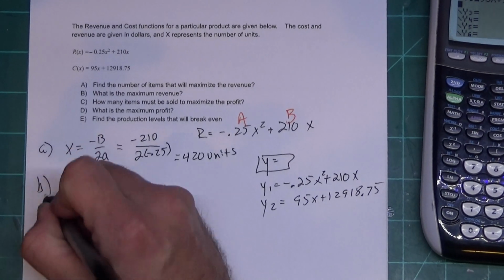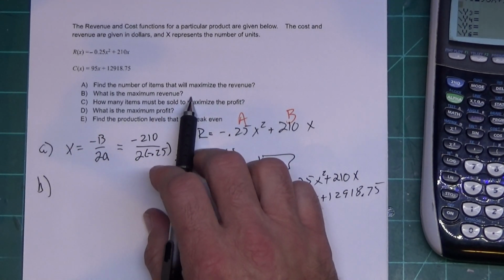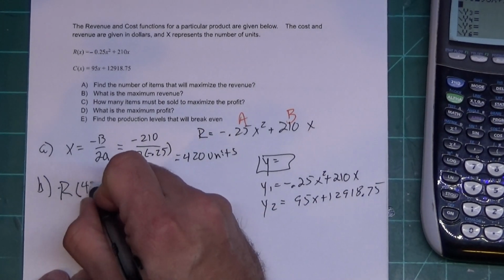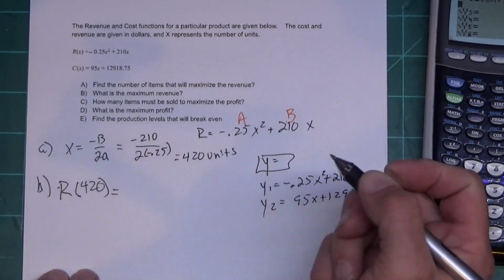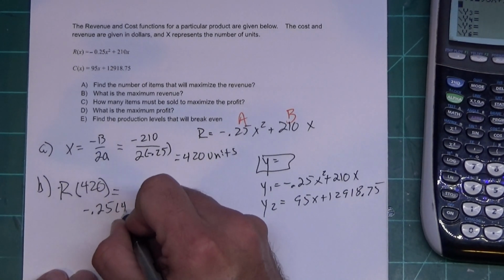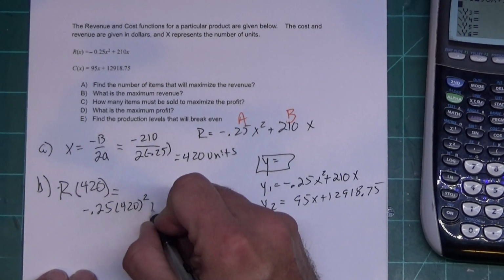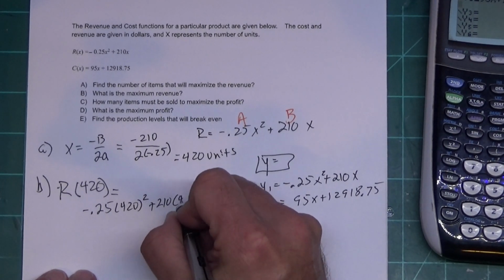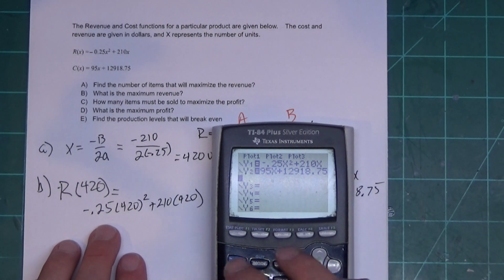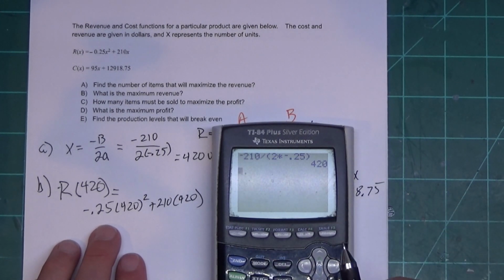For part B, I want the maximum revenue. Well, to get the maximum revenue, I'm plugging 420 in. So that is negative 0.25 times 420 squared plus 210 times 420. Now, there's an easier way to do that in the calculator. I go to the home screen, clear it.